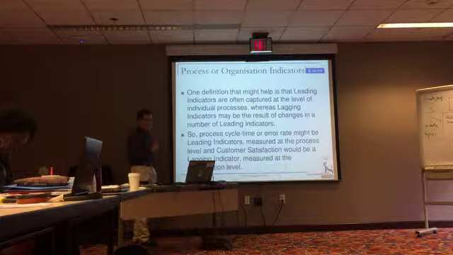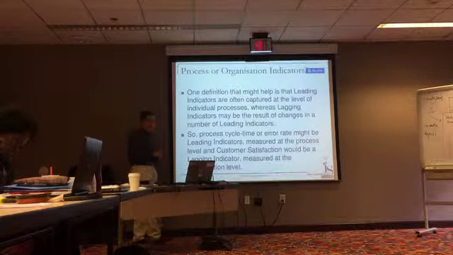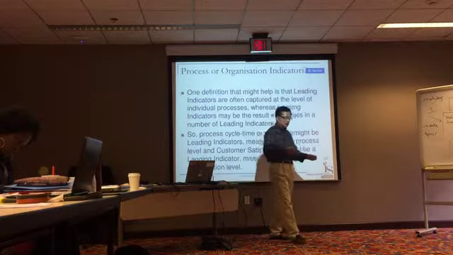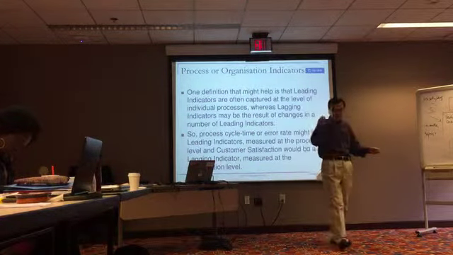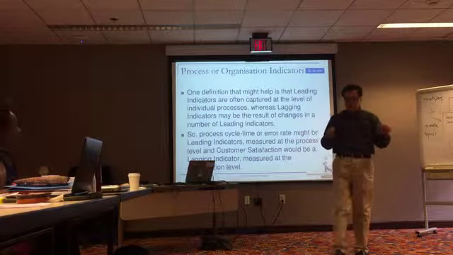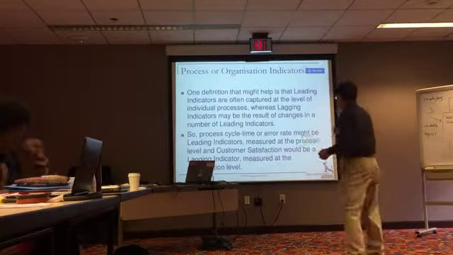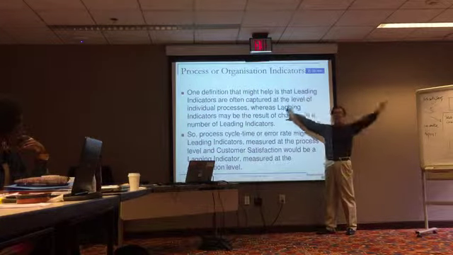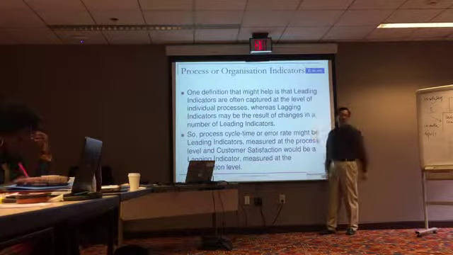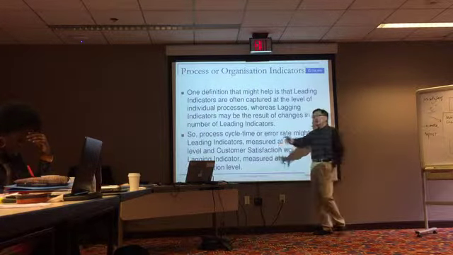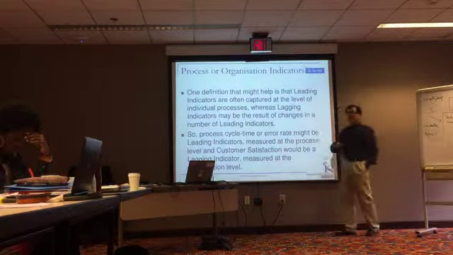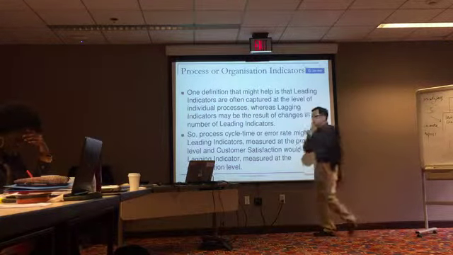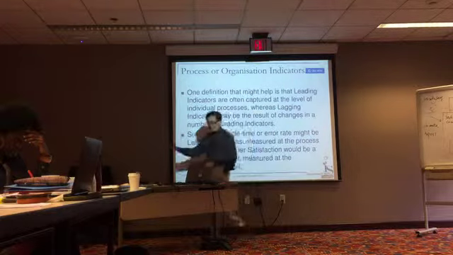Error rate and process cycle time might be leading indicators at the process level, but customer satisfaction is a lagging indicator measured at the organization level. In other words, error rate reduced, cycle time improved, that's an individual item, a leading indicator. But customer satisfaction is a lagging indicator because it is for the entire company. I don't like this company's product. So individual, as opposed to aggregate level.